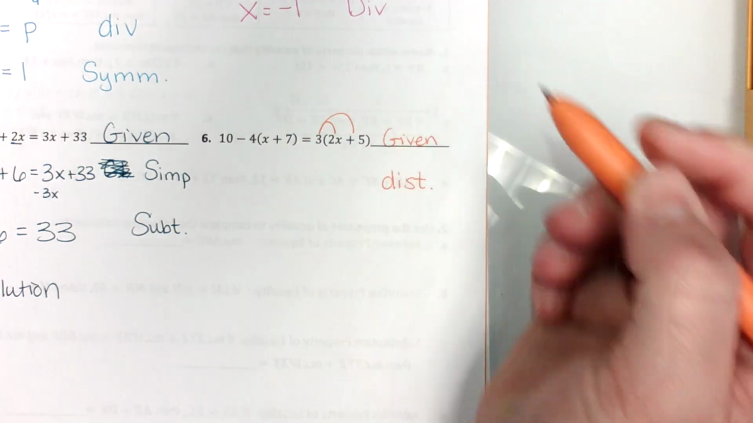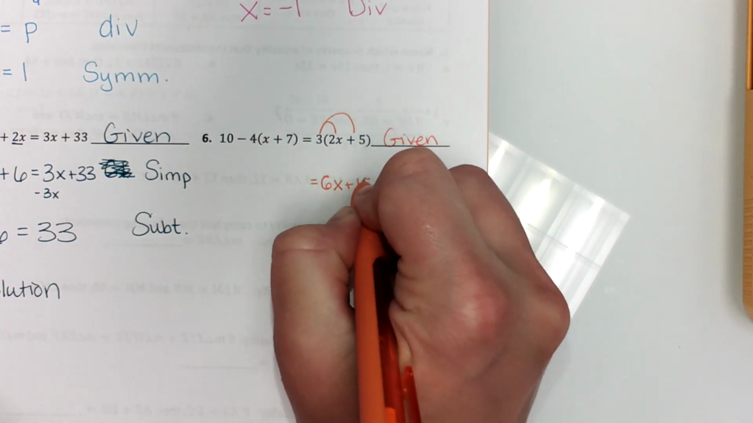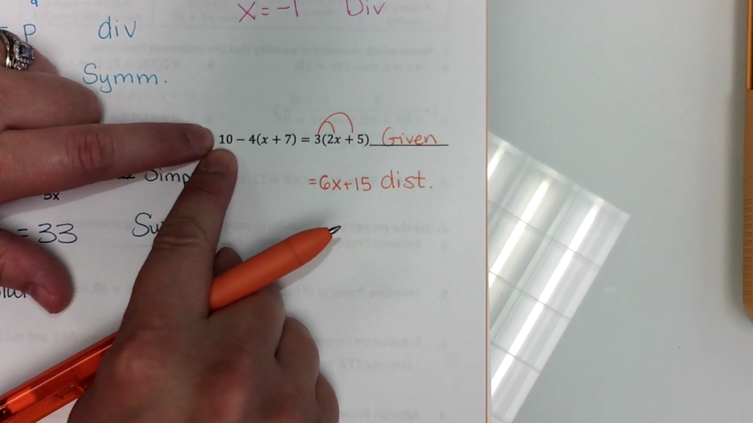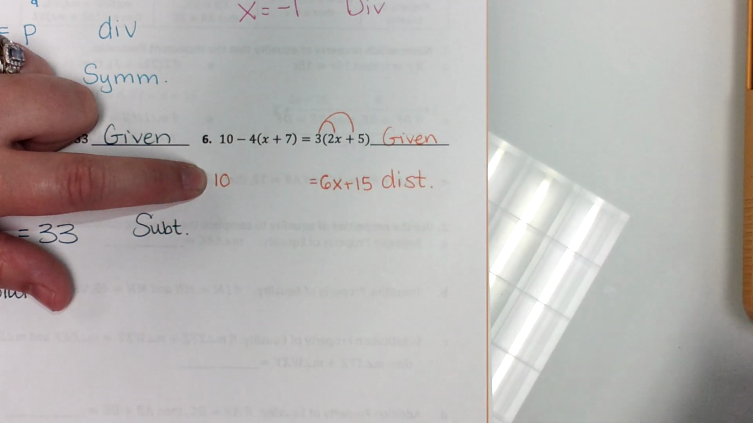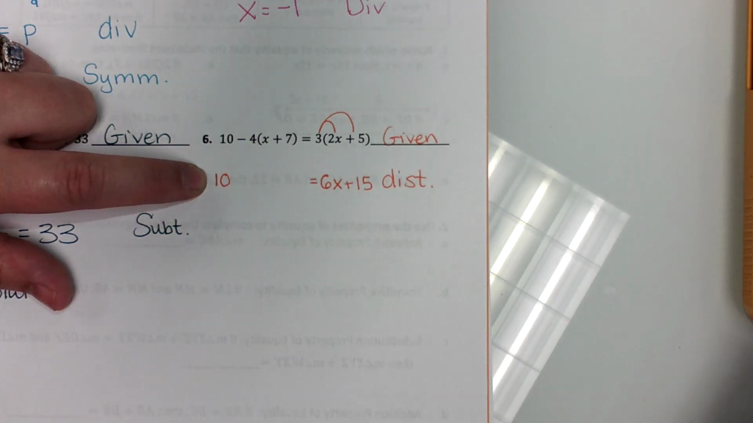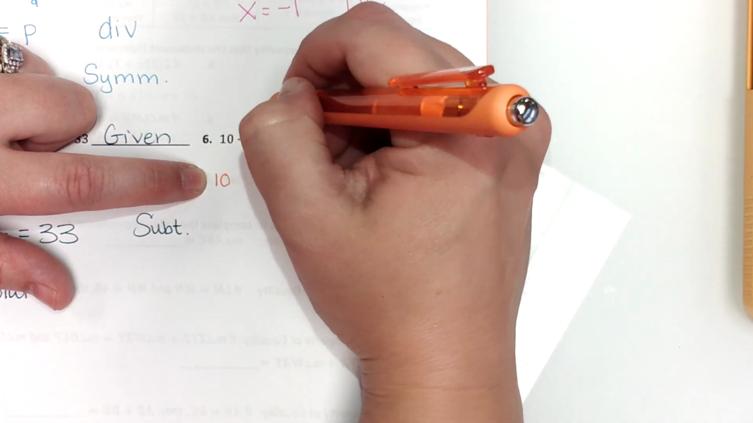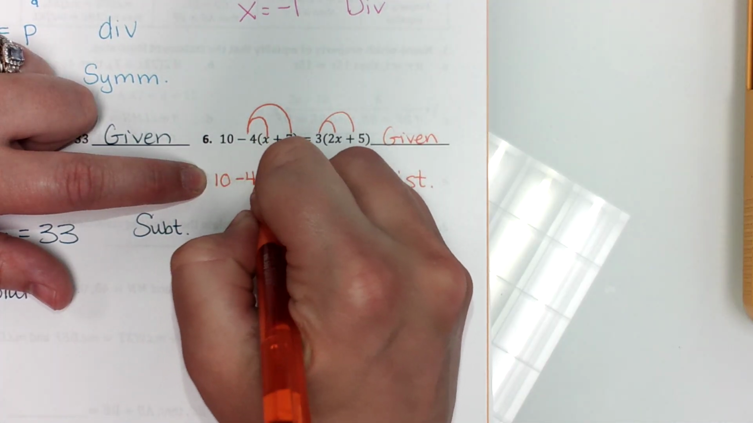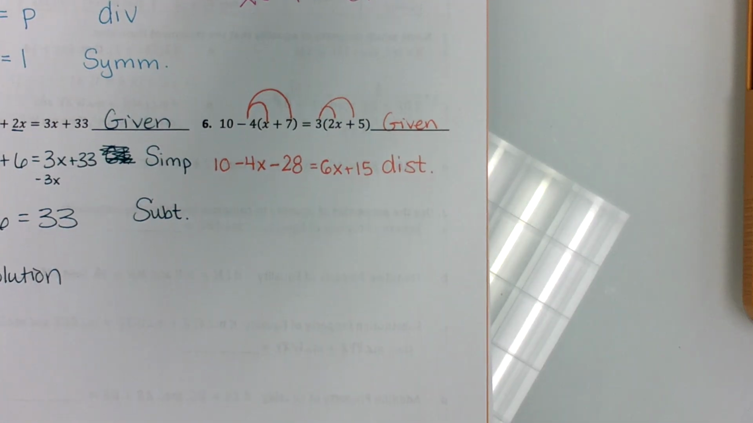People generally do fine with this side. 6x plus 15. Is that 10 part of the distribution? No. What is getting distributed? So, -4. If it's a negative in front of the parenthesis, you need to bring the negative with. So it's minus 4x and minus 28. You have to be careful with that.